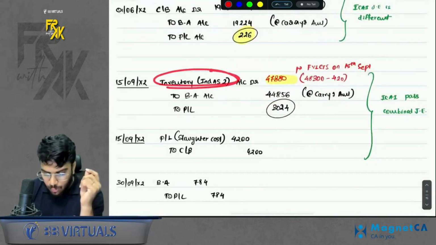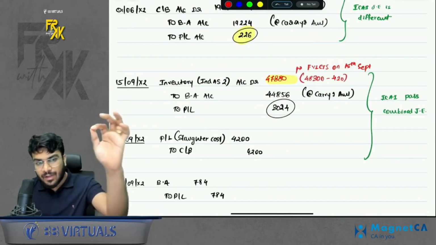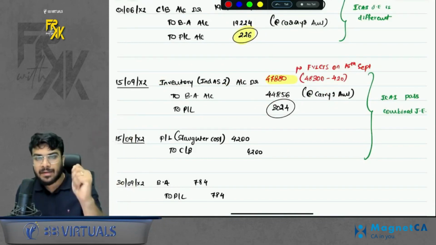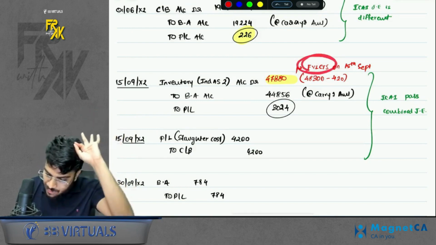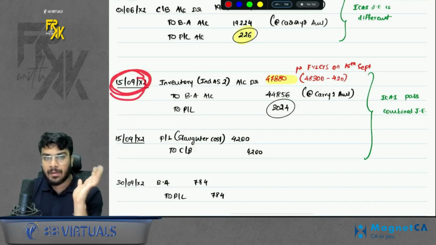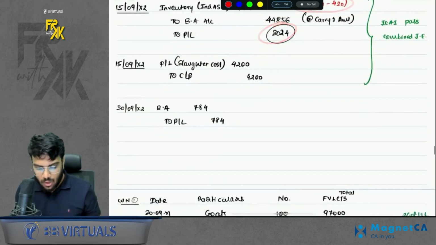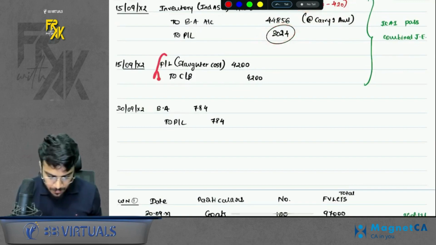At what value do we record the inventory? In case you remember, the provisions of Ind AS 41 says that whenever any item of biological asset becomes an inventory, the FVLCTS on that date becomes the cost of inventory. What is the FVLCTS on 15 September? It is given in the question. So we record that value. Difference transfer to profit and loss. Also, there was some slaughtering cost incurred, transfer to profit and loss.